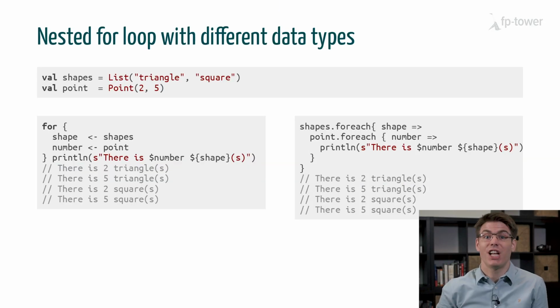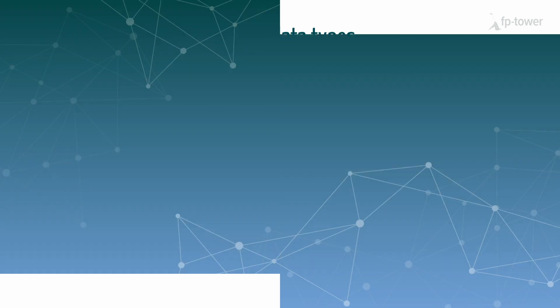And since for each doesn't care about the result type of the action block, we can easily mix and match different data types within a for loop. For example, here we iterate over both a list and a point.